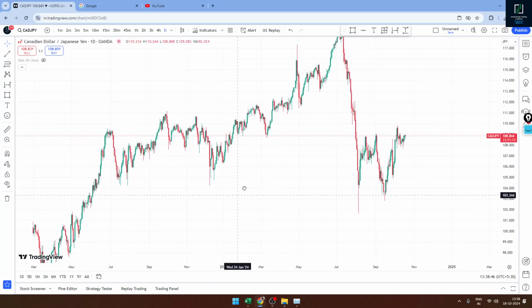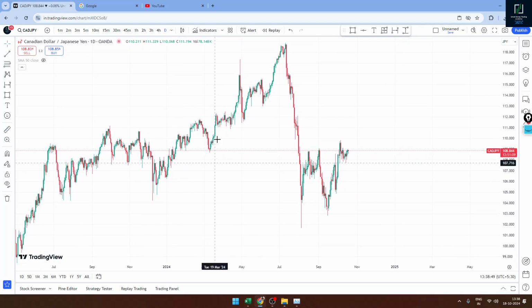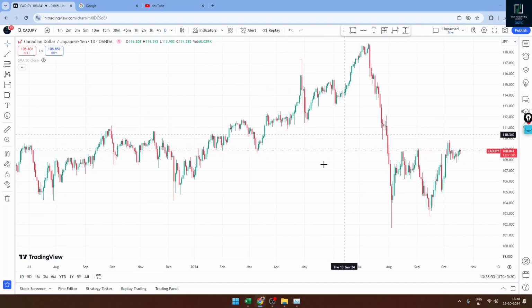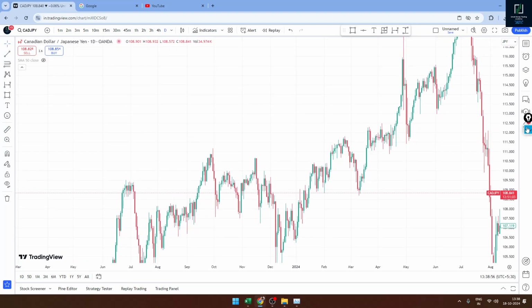Now I'm taking the major lows and major highs. I'm not taking the interim levels. You can take interim levels also. You can, for example, this small swing high, right?